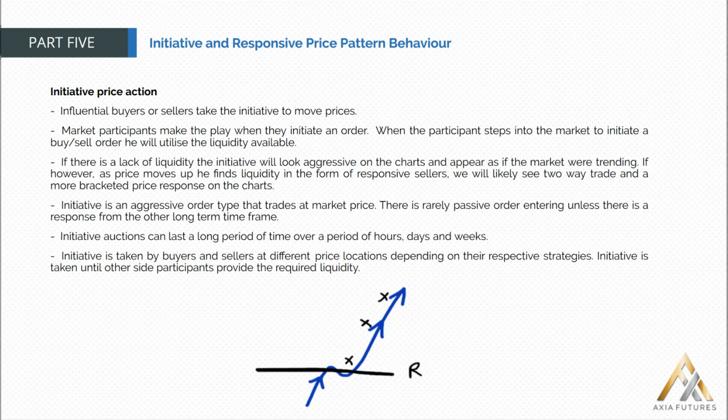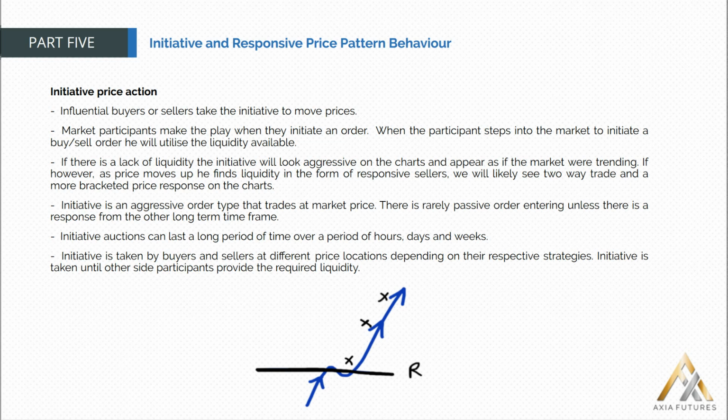Okay, so it's important you understand that initiative price action is a very aggressive order type where the market participant looks to lift either the bids or sell into the offer. Then, if there is a lack of liquidity, in other words, if a buyer comes in and no one is willing to sell to him, he will look very aggressive on the charts, and it will appear as though the market's trending. It's so crucial to understand this, guys. In other words, if you look at a chart and you see a very aggressive move, a lot of the time it could be because a buyer or seller has stepped in, but there hasn't been enough liquidity for him to execute the order at best price.